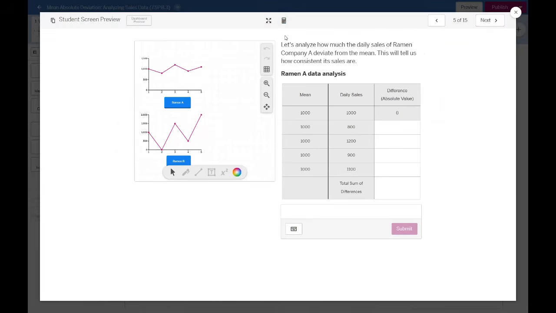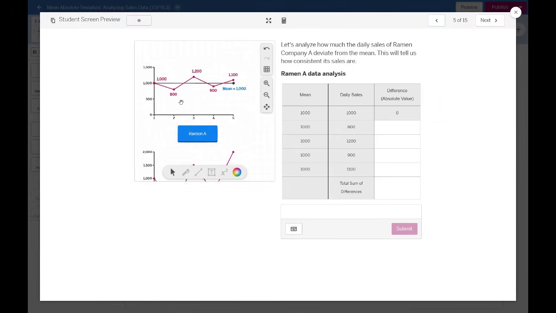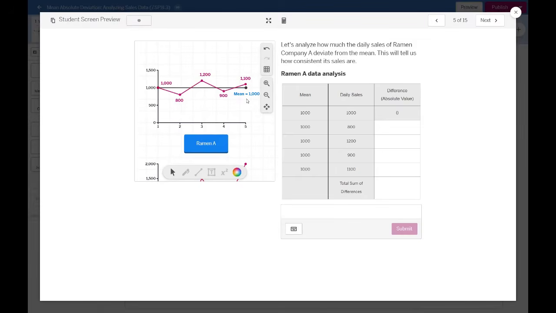Not yet. We are going to have another step on how to analyze the consistency of their sales based on the mean. We know that our mean is 1,000, and we need to calculate the difference of each sale that we have away from the mean. We notice that 1,000 and 1,000 have a 0 difference, so that is exact. But 800 and 1,200 is 200 away from our mean, which is the black line here.